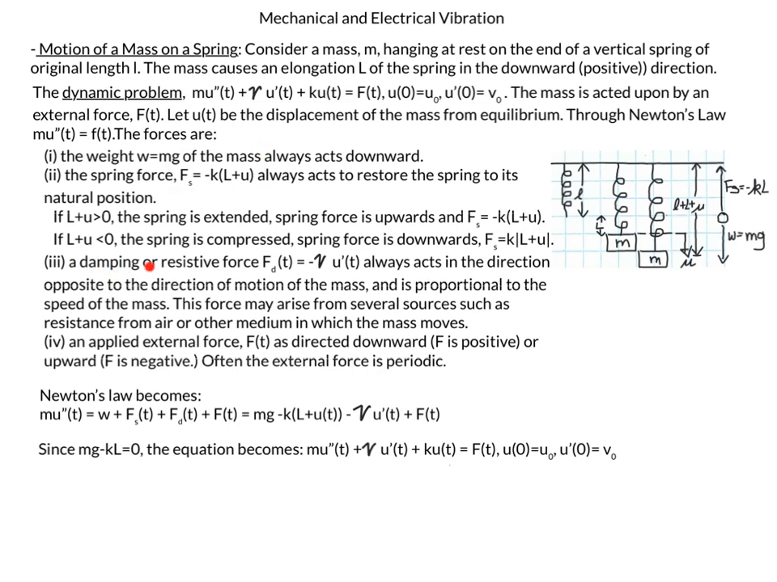Then we can have a damping or resistive force, and we'll designate that with capital F, subscript D, D for damping, is equal to minus gamma u prime of t. And it acts in the direction opposite the direction of motion, hence the minus sign, and it's proportional to the speed of the mass. Hence, we multiply the speed of the mass times a constant, gamma. So this damping force may arise from several sources, such as resistance from air or other media through which the mass moves, or it could be friction.